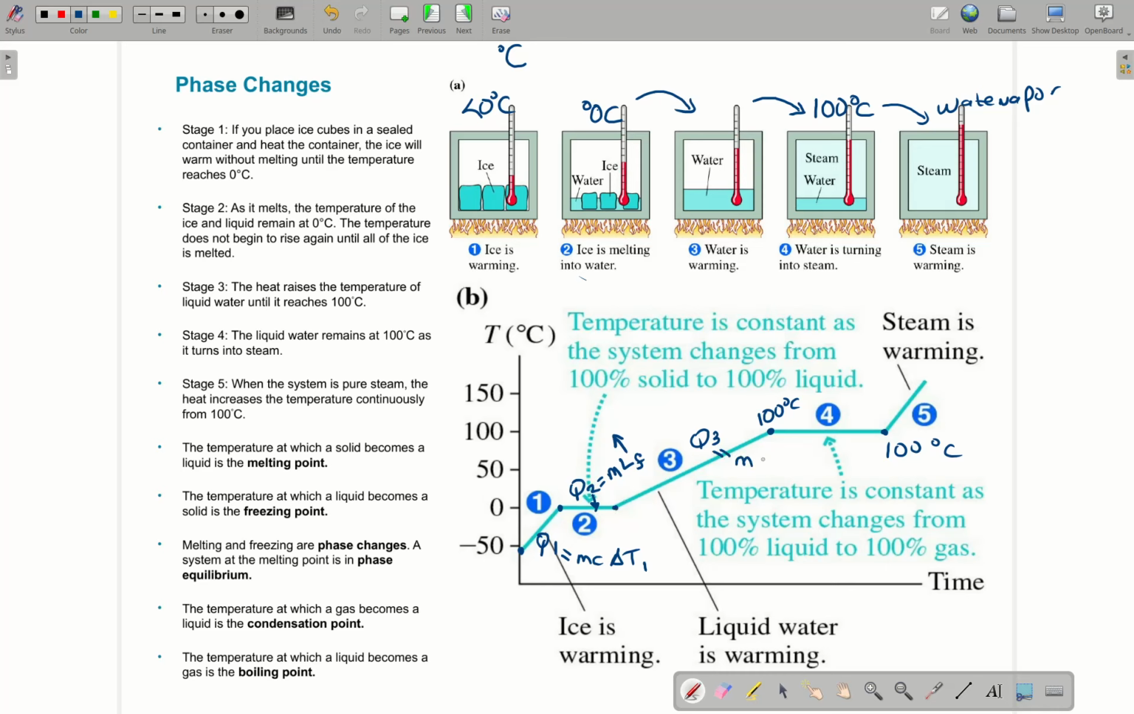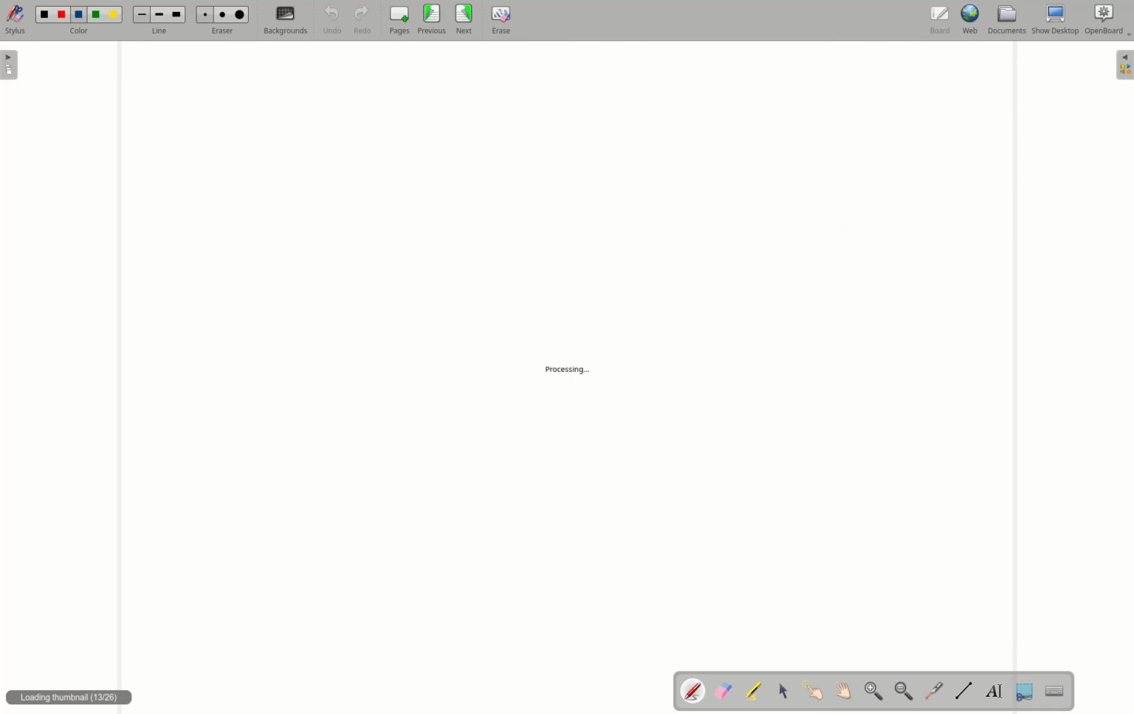I'm gonna use the mc delta T. Of course, I'll have a different delta T here, right? Delta T1 would be minus 50 to 0. Delta T3 would be 0 to 100. And then as the evaporation is happening, let's call this Q4. We will have m times the latent heat of evaporation, LV. It will be given to us.